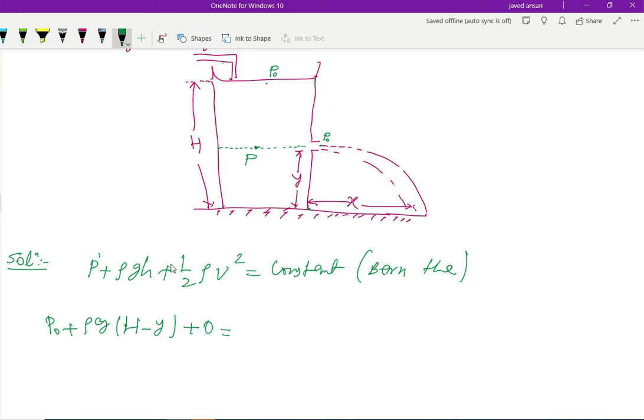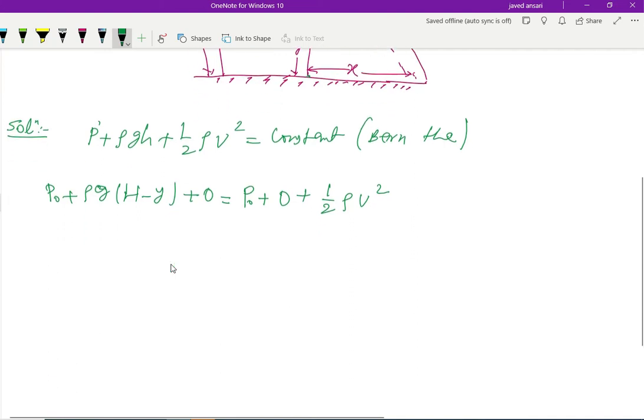Now at this point, outside the nozzle at the same level, the atmospheric pressure is P naught. There is no water above this point, so the rho gh term is 0 because the height is 0. It is open to the atmosphere. But there is a velocity, let's say v, here. The velocity v is the velocity with which the water is pouring out from the nozzle. So if the velocity is v, then you can write half rho v square, where rho is the density of water and g is the gravitational constant.